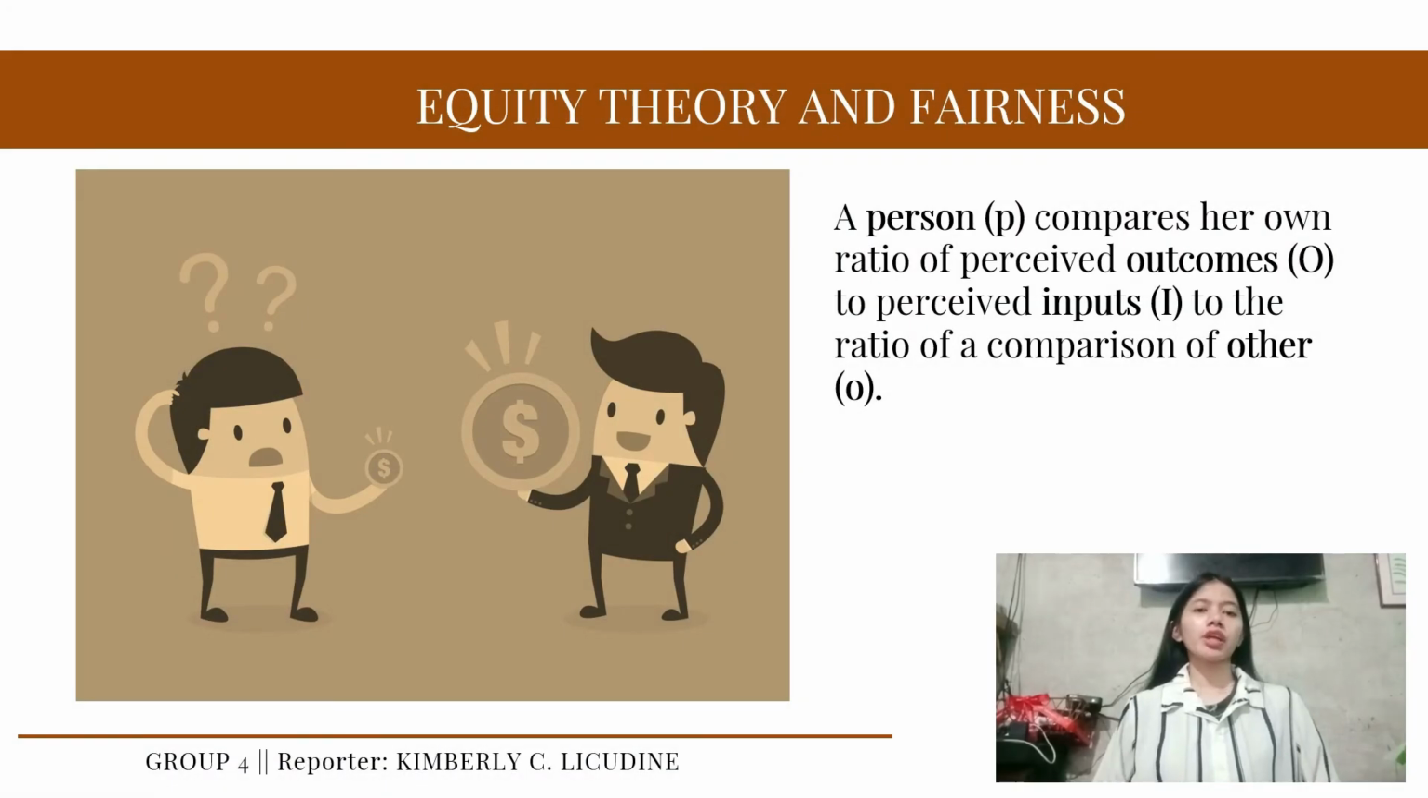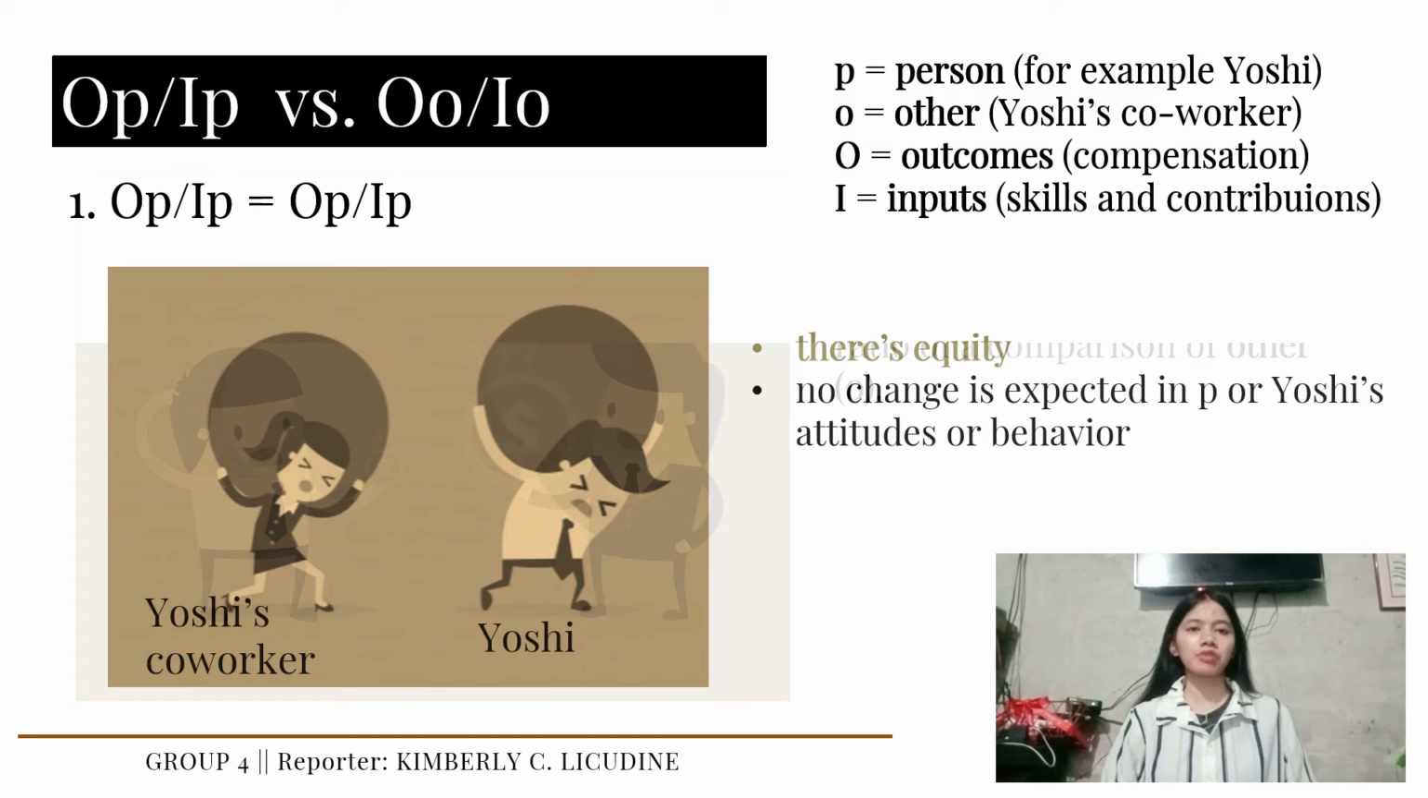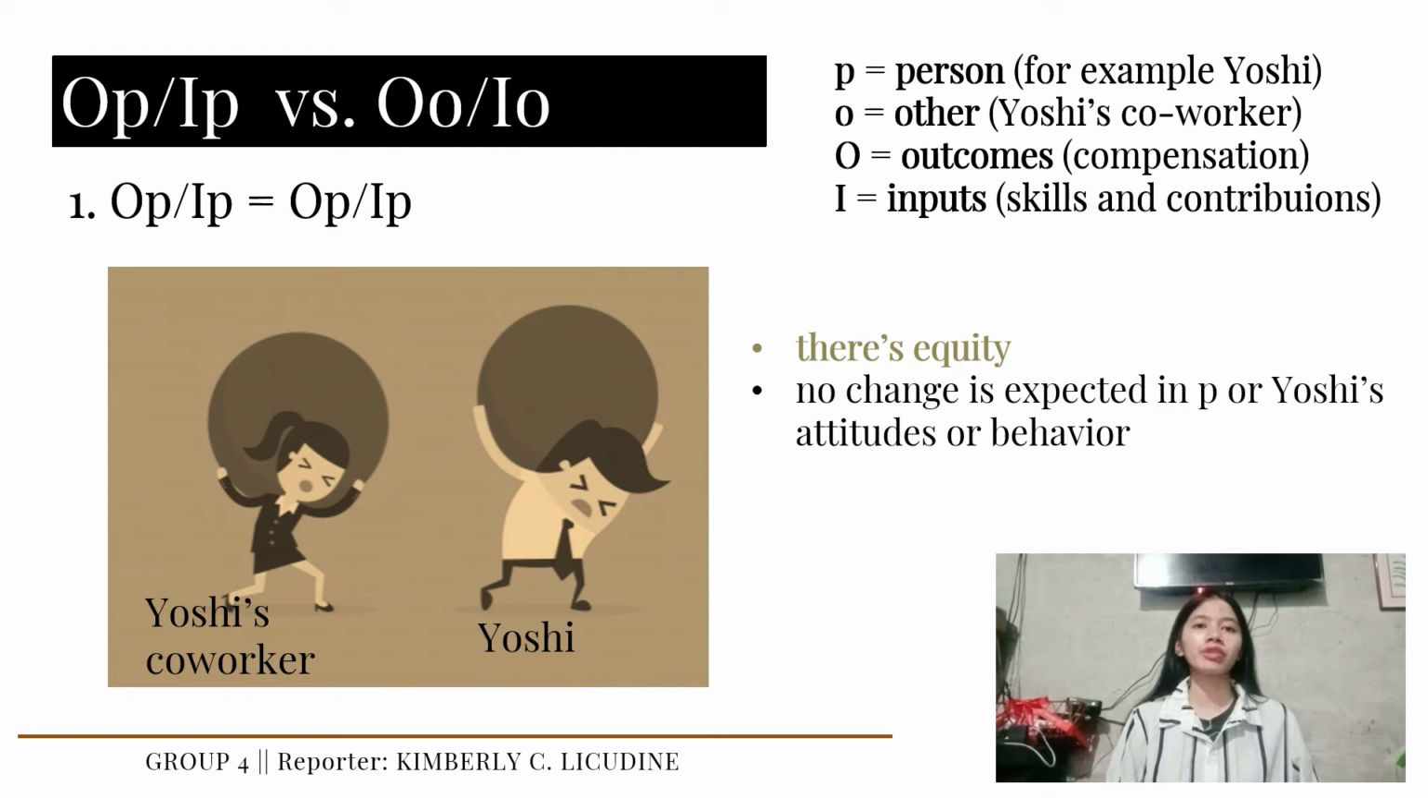In equity theory, a person compares her own ratio of perceived outcomes to perceived inputs to the ratio of a comparison other person. To fully understand this concept, let's have this example. P stands for person, for example, Yoshi. Small letter o stands for other person, for example, Yoshi's coworker. Big letter O stands for the outcomes. This is the compensation or the working condition of an employee. Big letter I stands for inputs, which are the skills and contribution of the employee to the company.